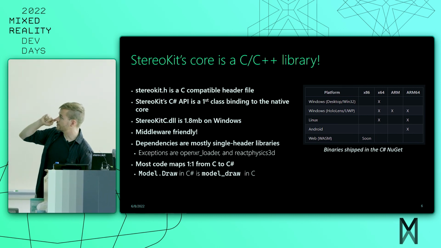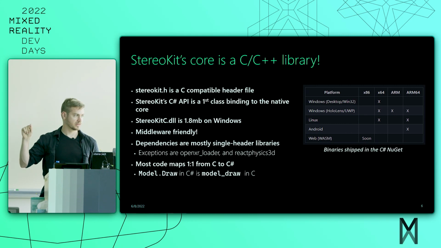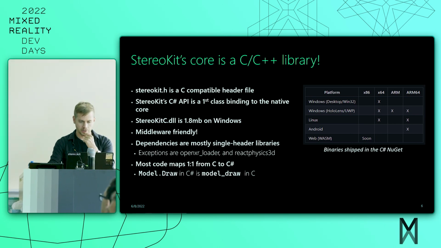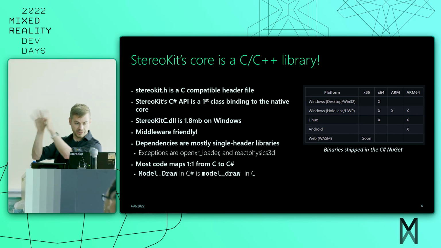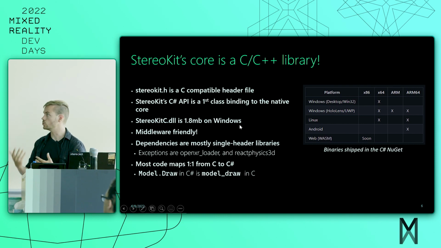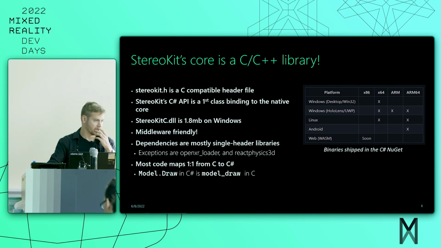Another interesting thing here is that I don't use C++ really. I think I'll talk about that a little bit more later, actually. StereoKit.h is completely C compatible. It's not C++. Some of the code inside of StereoKit is C++. This is usually for interacting with different libraries and stuff like that. It's kind of unavoidable. The DLL is 1.8 megabytes.